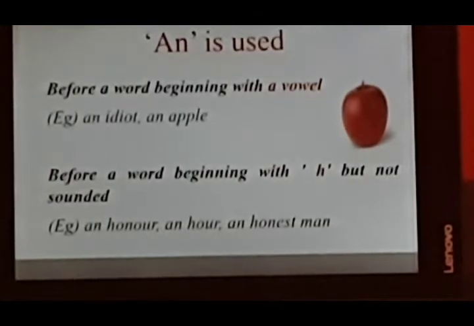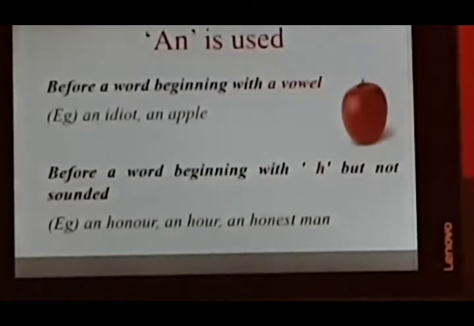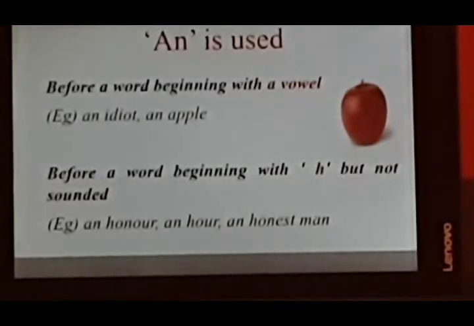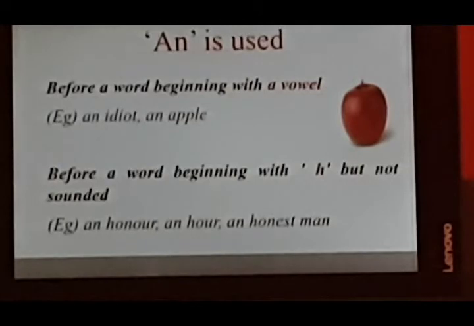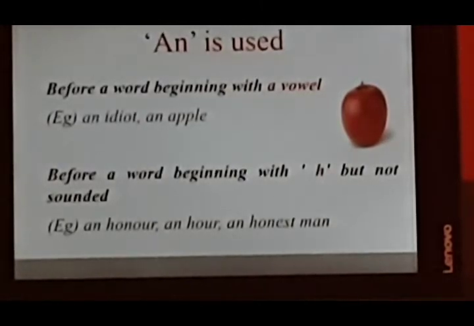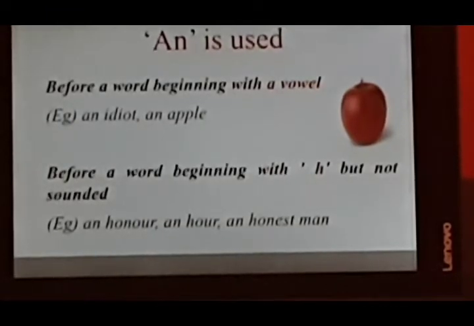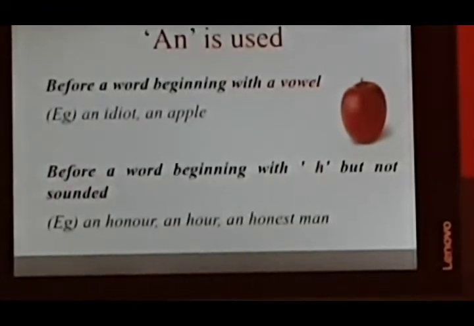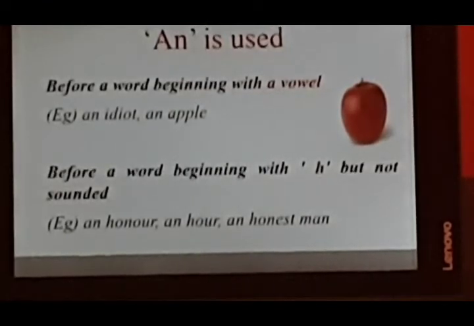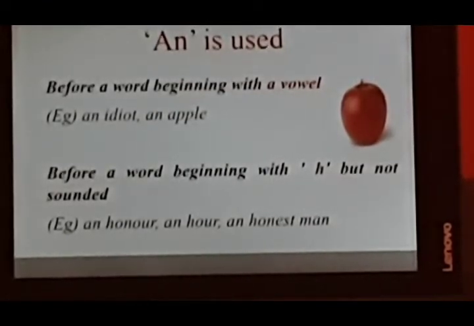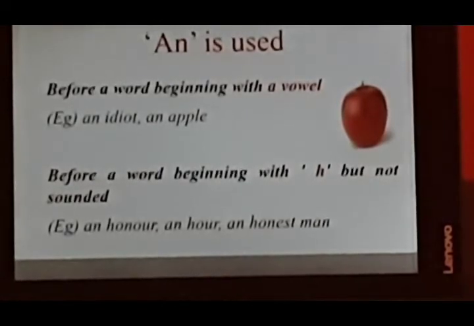So here it is also like that. Before a word beginning with H but not sounded with H, like an honor. H is silent there. You can see we pronounced it with the letter O, which is a vowel. So here we use an honor. An hour, again H is silent there. The sound is the vowel sound of O. An honest man, again H is silent, so the word has got a vowel sound.